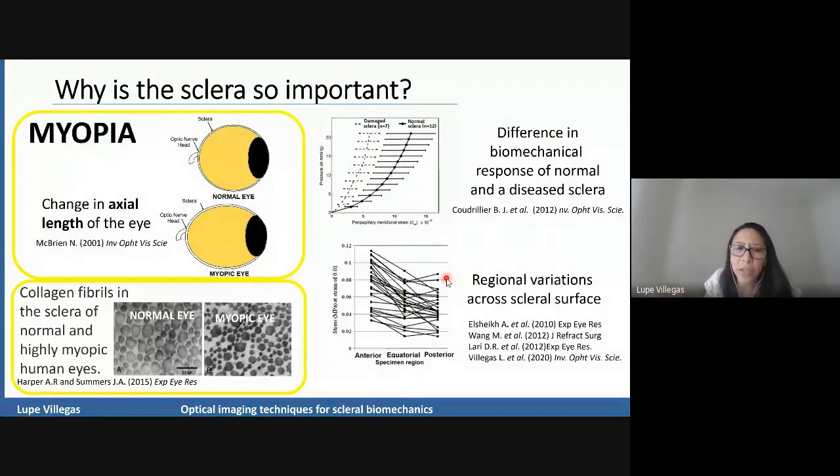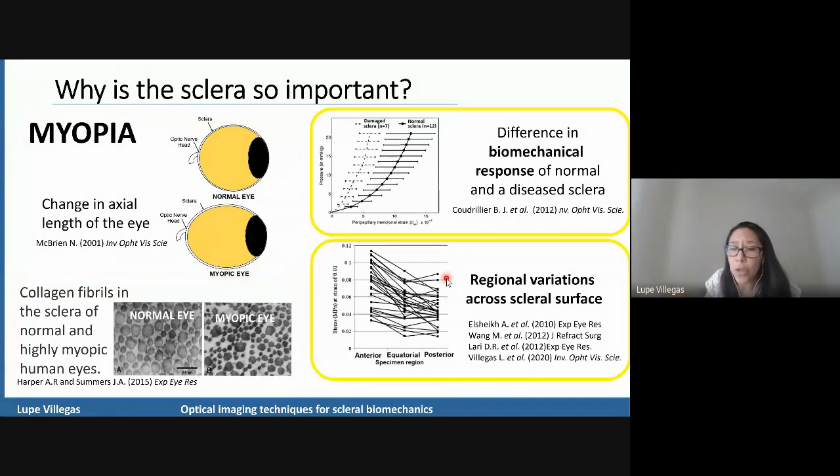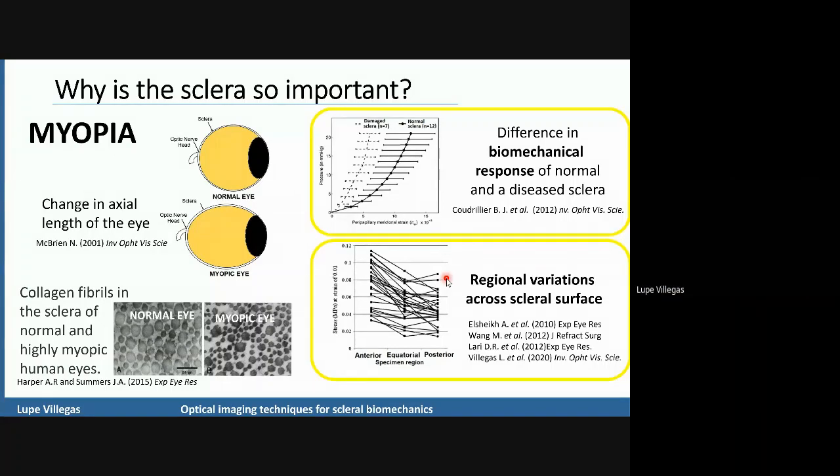In fact, variation in the structure of the sclera is directly related to some ocular disorders. For example, myopia is a change of the axial length of the eye and is directly related to the change in collagen fiber size. Also, we can show different biomechanical responses in healthy and diseased sclera. And also there are different regional variations in the sclera.